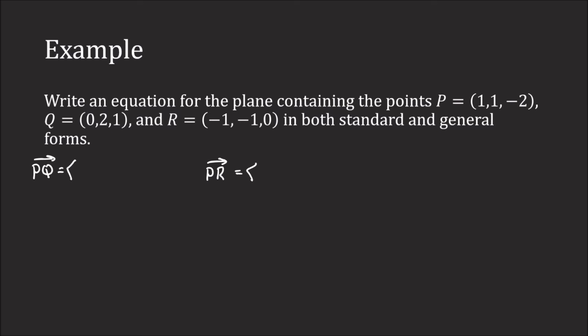So PQ would be negative 1, 1, 3. PR would be negative 2, negative 2, 2. And of course we can factor out that 2. So our normal vector would be their cross product.